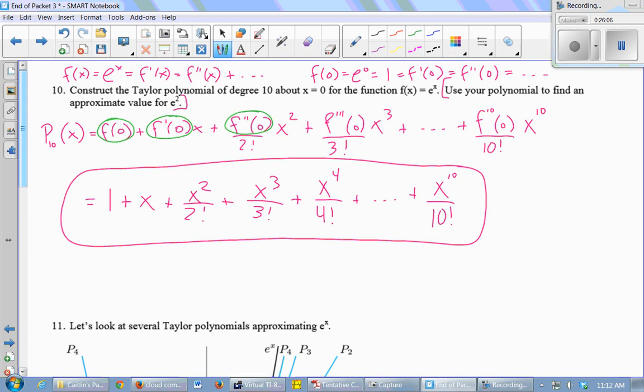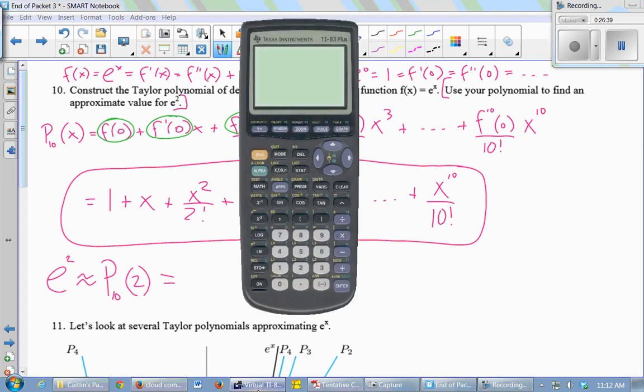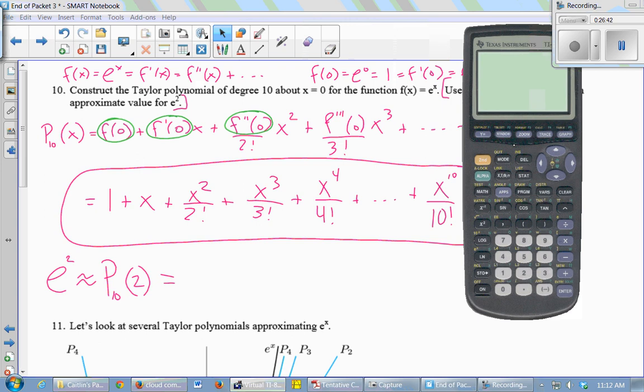So that function is a polynomial. We love polynomials because they're easy to work with. They're easy to take derivatives, easy to take antiderivatives, although so is e to the x, but still. We like polynomials. So I now have a polynomial that's a really good approximation for e to the x. And in fact, that means that e squared should be able to be approximated by the 10th degree Taylor polynomial evaluated at 2. So if I plug a 2 into that polynomial, I should get something that approximates e squared.